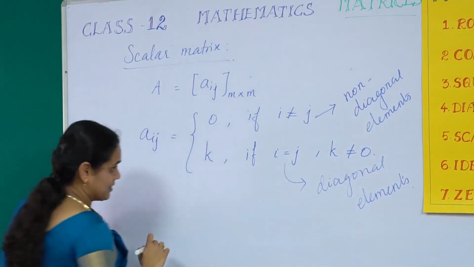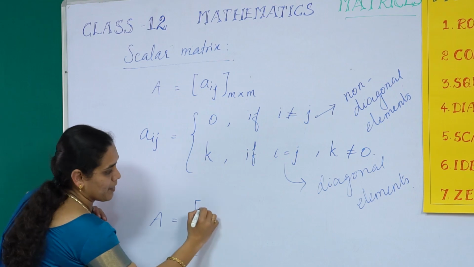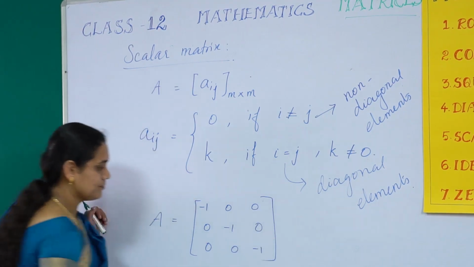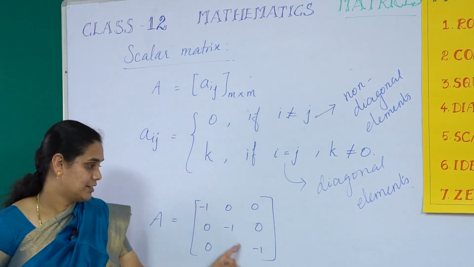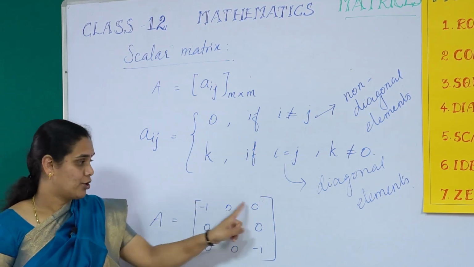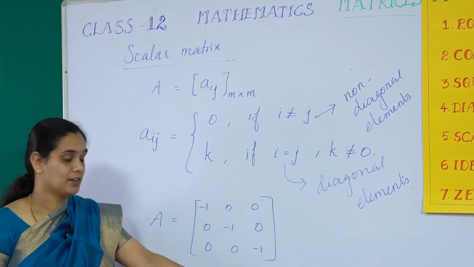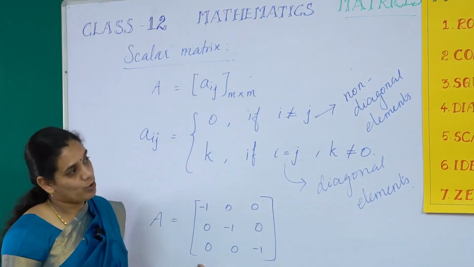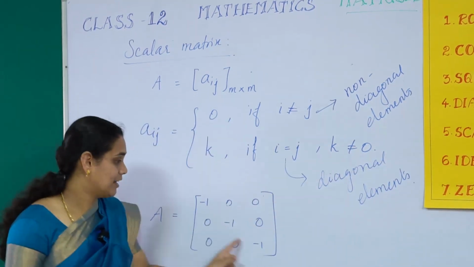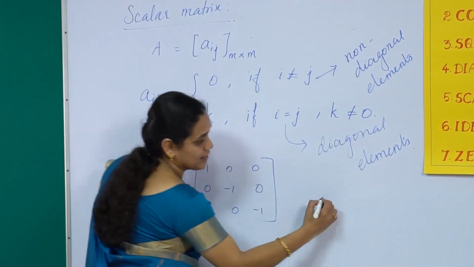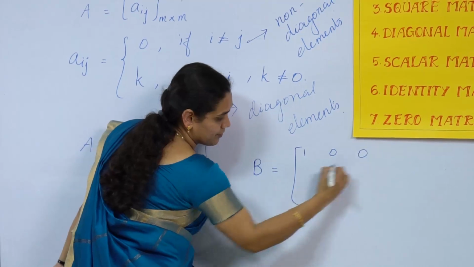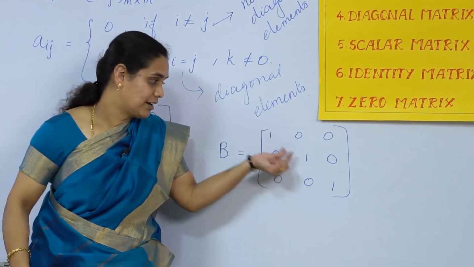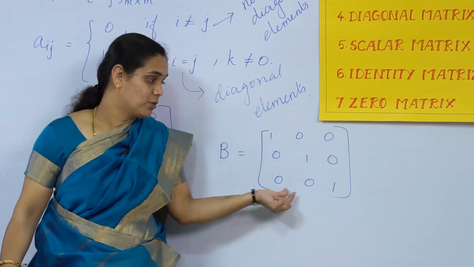Okay. Let's see an example. A equal to -1, 0, 0, 0, -1, 0, 0, 0, -1. It's a square matrix of order 3, and the diagonal elements take the scalar -1 and the non-diagonals are all 0. So this is a scalar matrix. The next one is the identity matrix. The scalar matrix will be called an identity matrix when these diagonal elements are 1. See, B equal to 1, 0, 0, 0, 1, 0, 0, 0, 1. This is an identity matrix. The diagonal elements will be equal to 1 and the non-diagonal elements will be equal to 0.